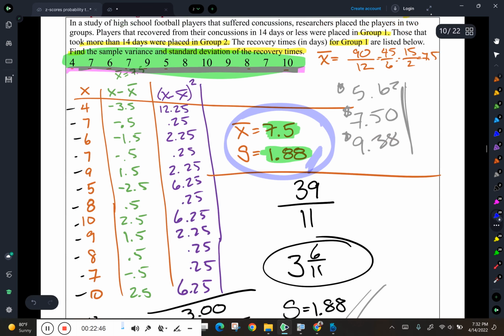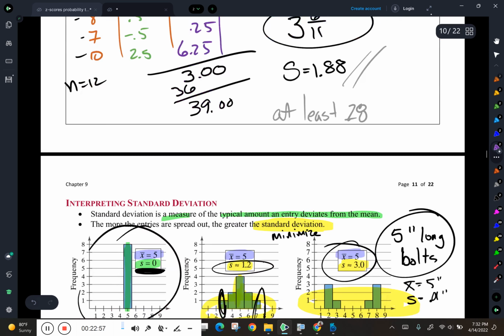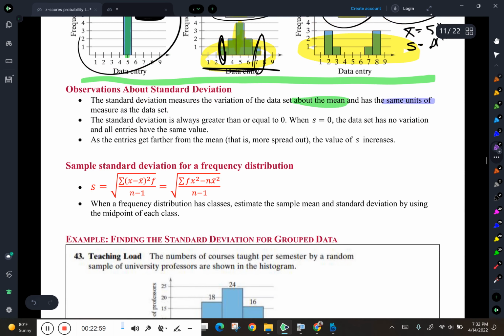If your mean up here is days, our standard deviation is days, because this was the days that it took to recover from a concussion. S is 0 means there's no variability. The bigger S is, the more variability, the more spread out the data is.